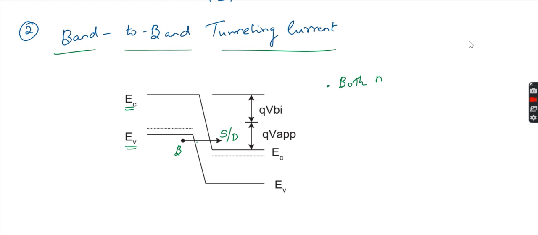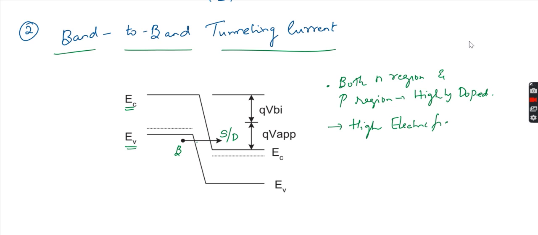Now when both the N region and P regions are highly doped, then there will be a high electric field across the reverse biased PN junction, which causes a significant current to flow through the junction.